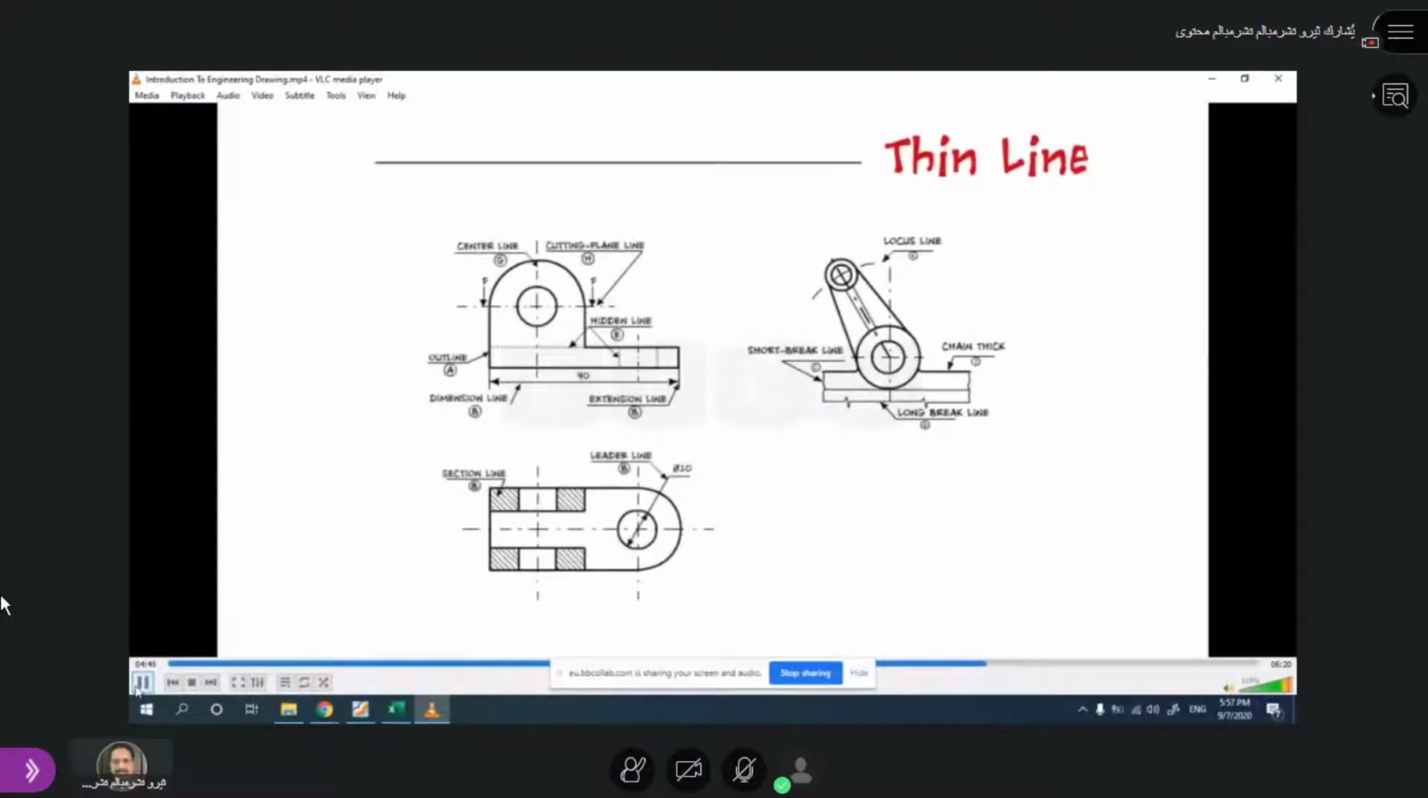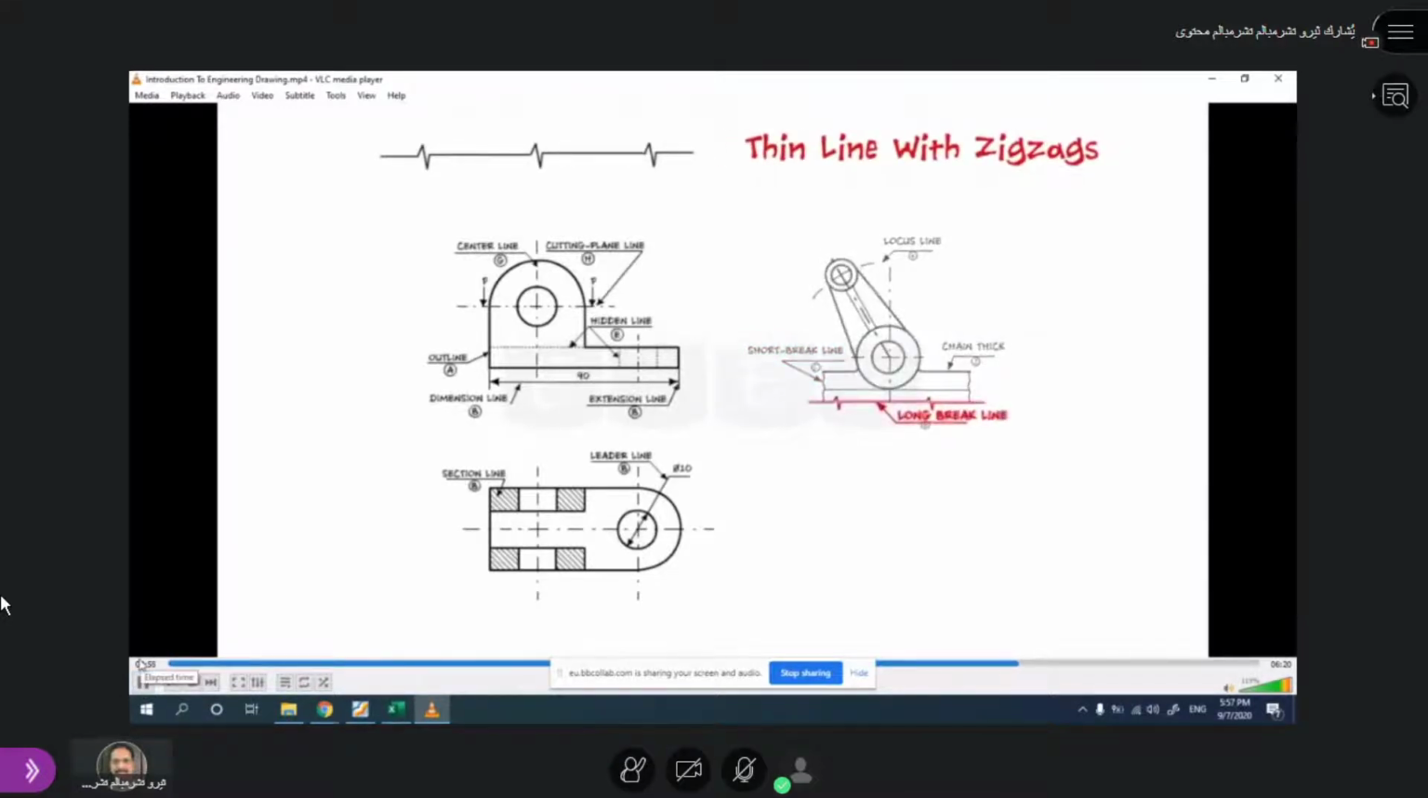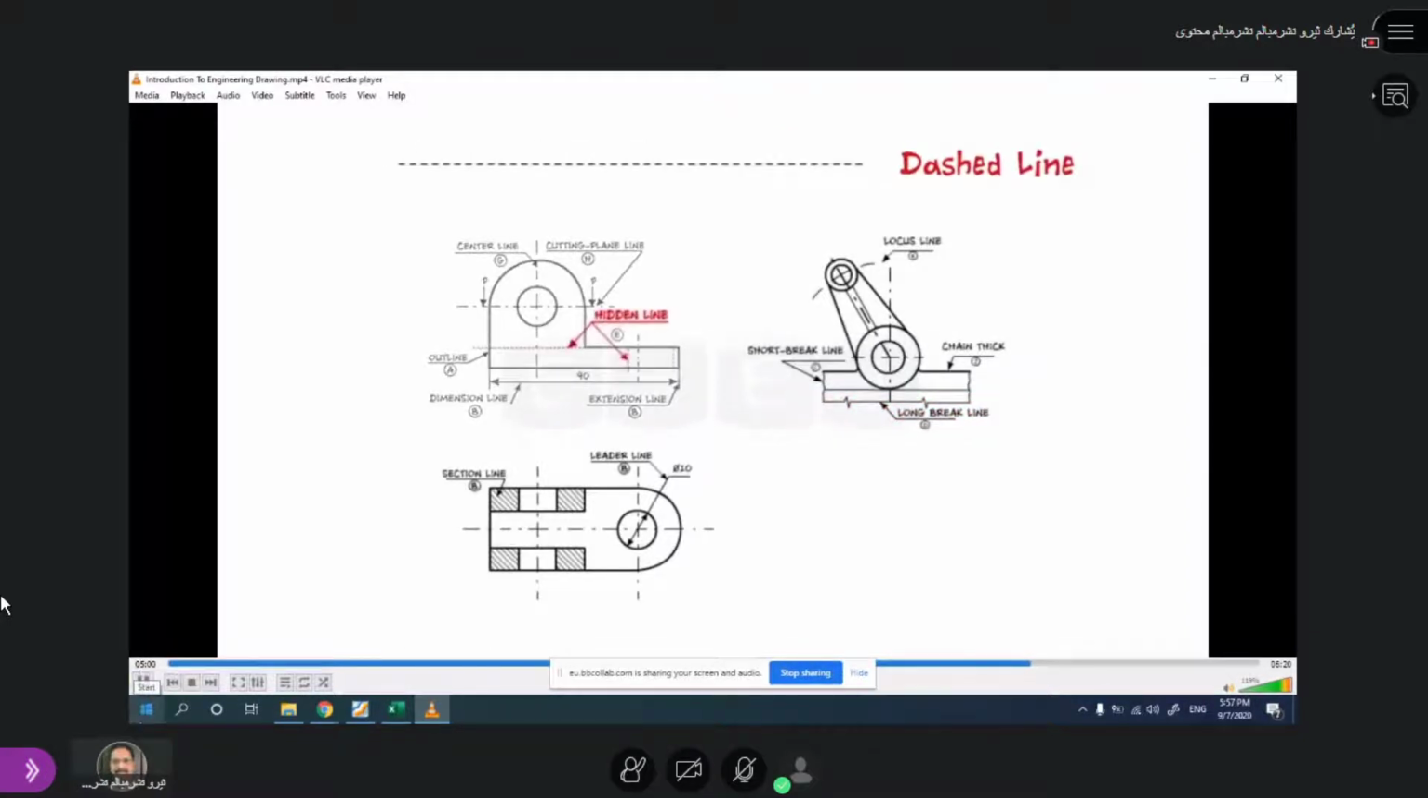Next is a continuous thin freehand line. This line is used to show short break or irregular boundaries. Next is the continuous thin line with zigzags. This line is used to show long break. Next is the dashed line. This line is used to show hidden edges. So, do you understand what this short break line is? I'm sure you must be wondering what this short break line is, right?